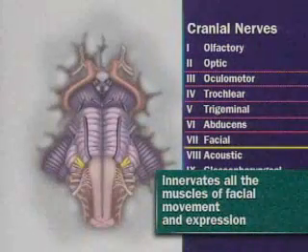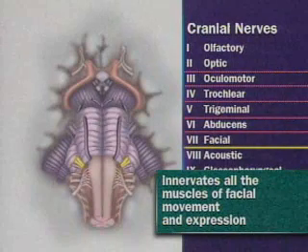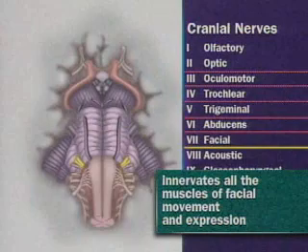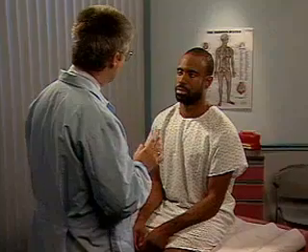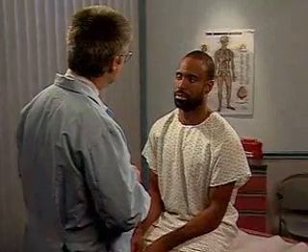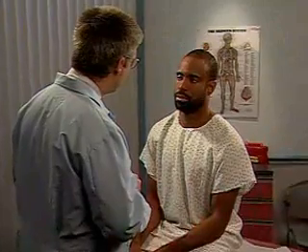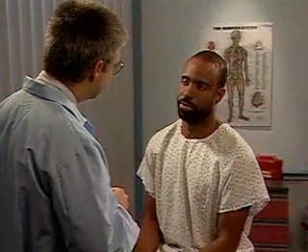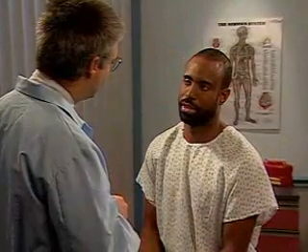Cranial nerve 7, the facial nerve, innervates all the muscles of facial movement and expression. It also mediates taste sensation in the anterior 2/3 of the tongue. To assess this nerve, inspect the patient's face at rest and during conversation. Note any asymmetry and look for tics or other involuntary movements.